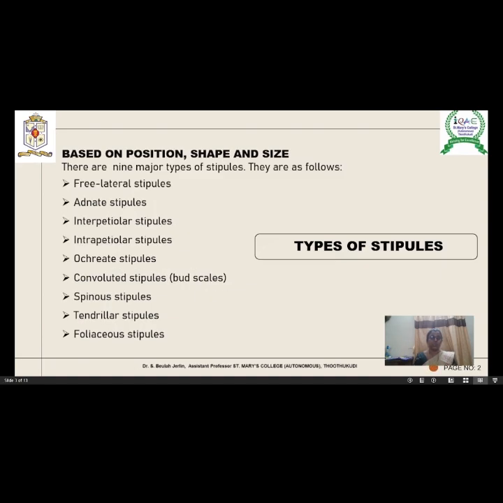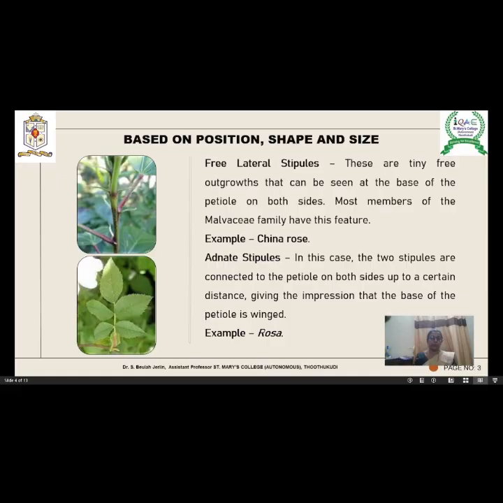Based on their position, shape, and size, there are 9 different types of stipules: free lateral stipules, adnate stipules, interpetiolar stipules, intrapetiolar stipules, ochreate stipules, convoluted stipules, spinous stipules, tendrillous stipules, foliaceous stipules. Now we can see one by one.